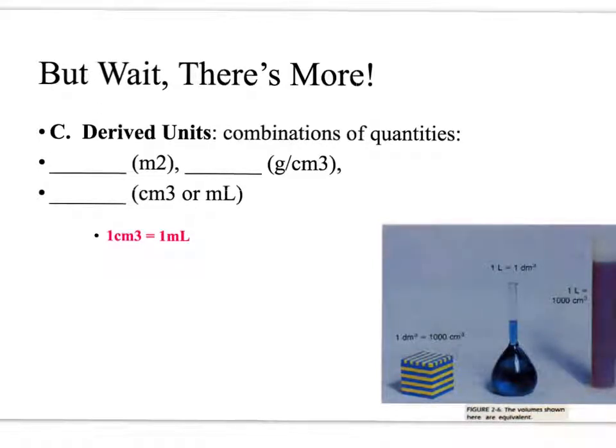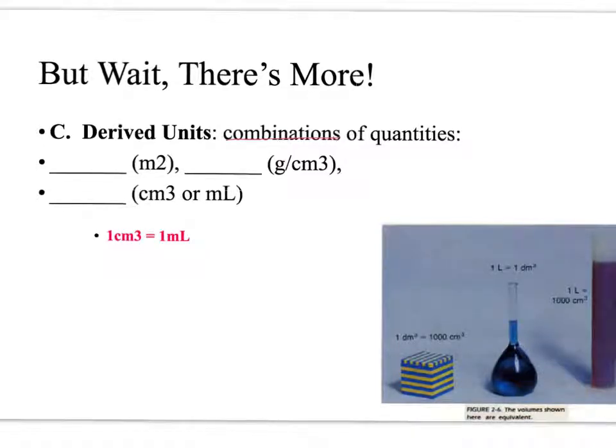What derived units are is combinations, which I believe is going to be your blank, combinations of quantities. There's an extra little blank there that's just extra on the page. You do not need it. What these are is they're combining some of the SI accepted units to make other units.